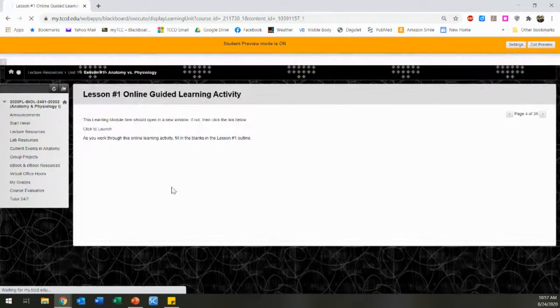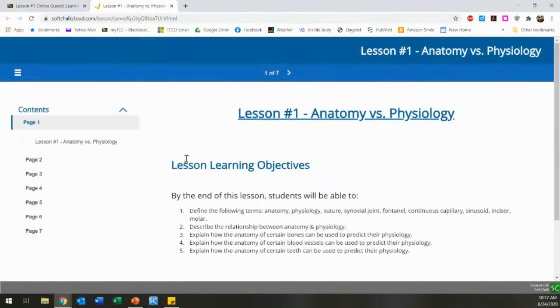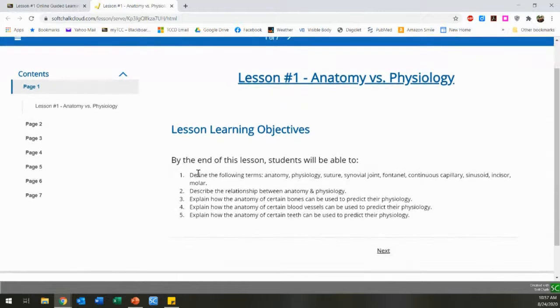Here's a link for you, and I'll show you. This is your guided lesson for lecture number 1. I mentioned learning objectives for you. This is basically your study guide. So what I expect you to be able to do once you've completed this activity. So notice that all of your lessons are going to start with a defined learning objective.